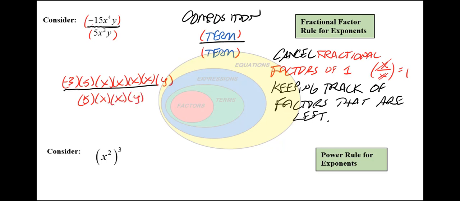So when we cancel fractional factors of 1, we're basically just multiplying those factors that give us 1. So 5 over 5 is 1. Well, that's not going to contribute to our answer, so we can just cancel. X over x, those are both 1s, and then y over y. So now we just need to keep track of factors that are left. So it looks like there's a factor of -3 in the numerator left, and two factors of x left, so that'd be x squared. So the properties of exponents, if we go back, we can use the exponents in our canceling to keep track of factors.